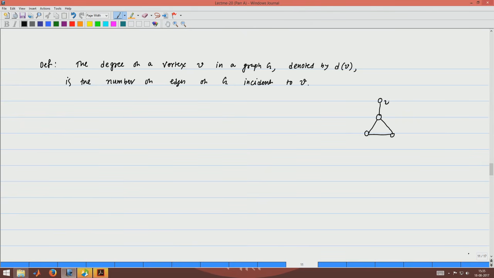So, I label these vertices V1, V2, V3, V4, and there is a loop here. Here you can see that the degree of V3 is equal to 2, because 2 edges are incident to V3. Degree of V4 is also 2, because there are 2 edges incident to V4. Degree of V2 is equal to 3, because there are 3 edges incident to V2, and the degree of V1 is also 3, because this will be counted 2 degree plus 1 degree here.